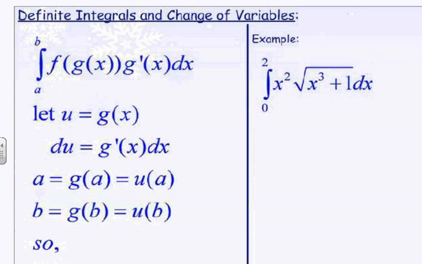Next video then, we're going to be discussing how to do a complete change of variables, if you have a definite integral, and then we've got some other problems where you've got to do some extra algebraic manipulations to be able to get the integrand into the form that you want it to be in. So that'll be in the next video.